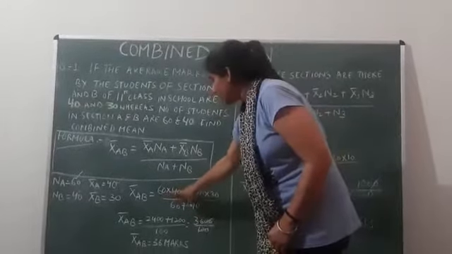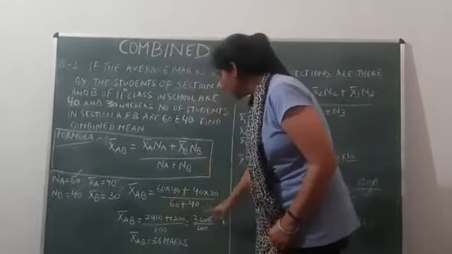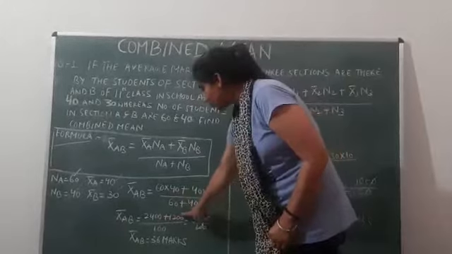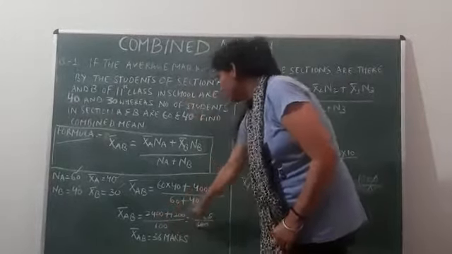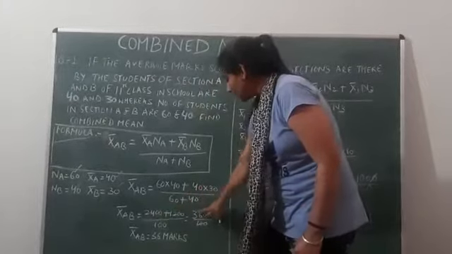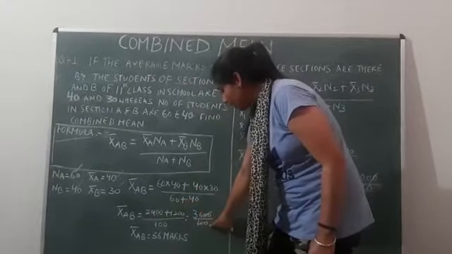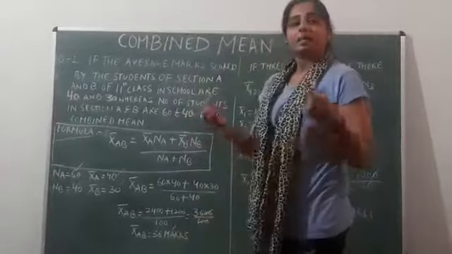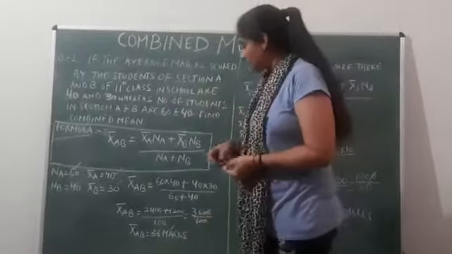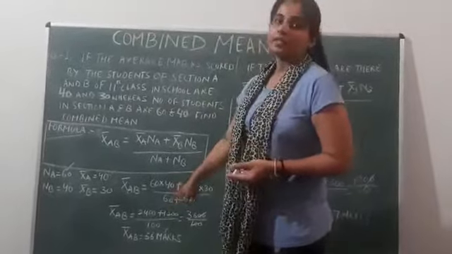So 60 into 40 is equal to 2400 and 40 into 30 is equal to 1200. 60 plus 40 is equal to 100. So when we take the total, it becomes 3600 divided by 100. So the answer has come 36. It means the combined mean of both the classes is equal to 36.